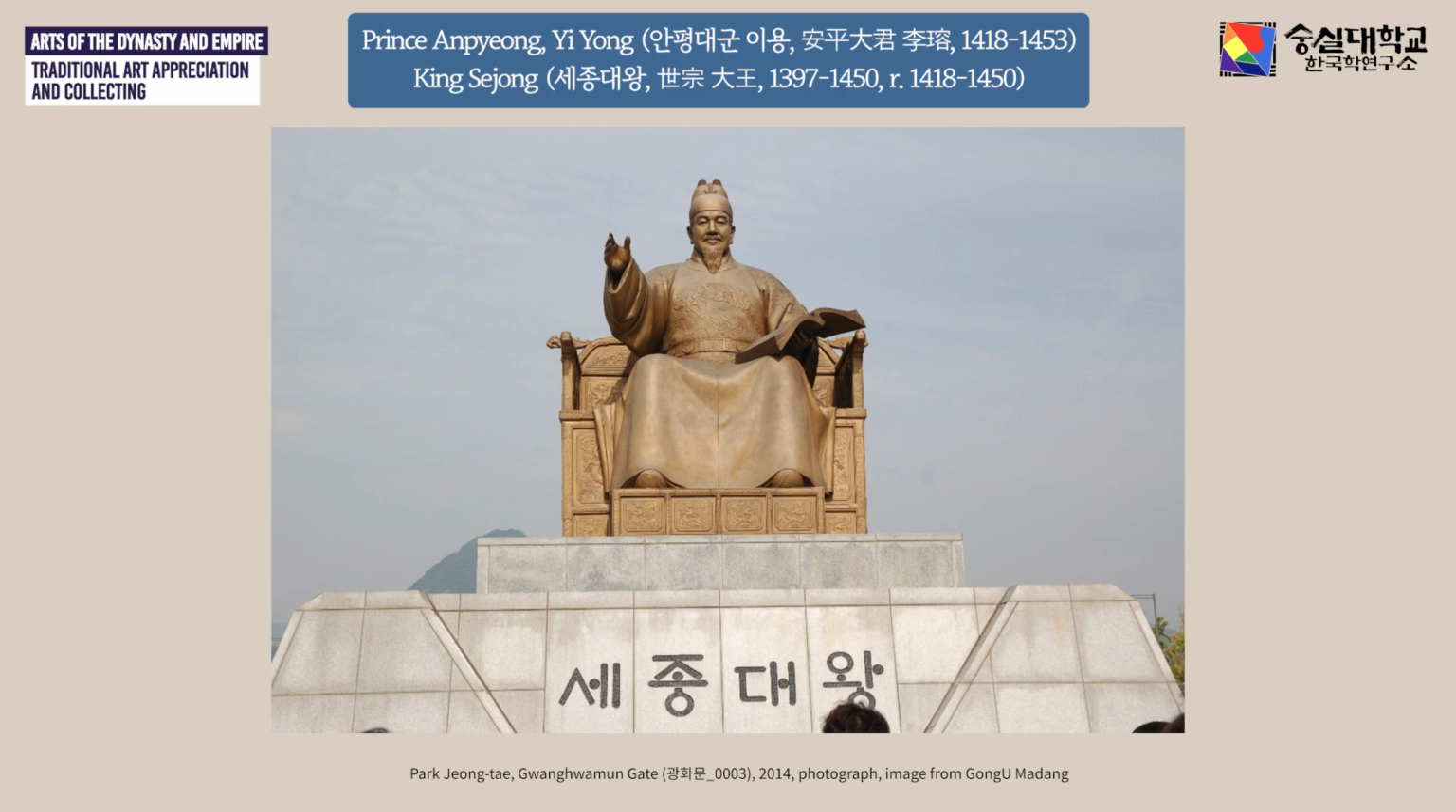Born in 1418, he was the third son of King Sejong. Many of you will be familiar with King Sejong. He is regarded as one of the greatest kings of the Joseon dynasty due to his many achievements. Among them was his invention of Hangul, the Korean phonetic script. Here you see a statue of King Sejong, positioned in the center of Seoul in front of Gyeongbokgung Palace. His title, Sejong Daewang, meaning Great King Sejong, is written in Hangul on the plinth.